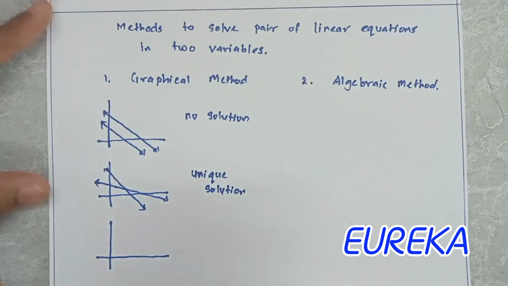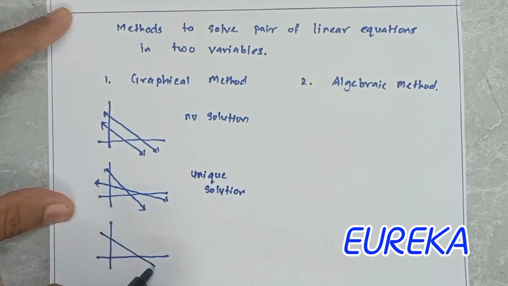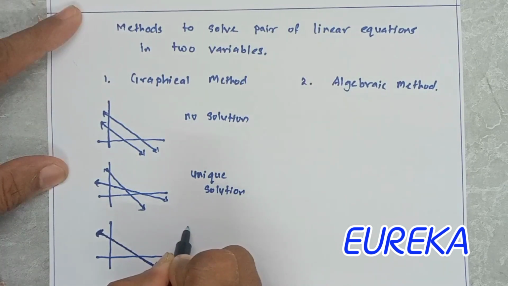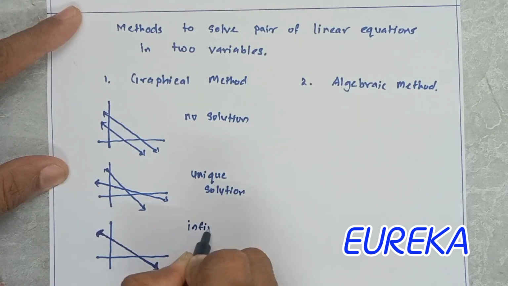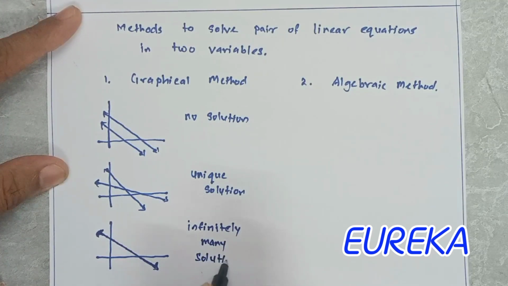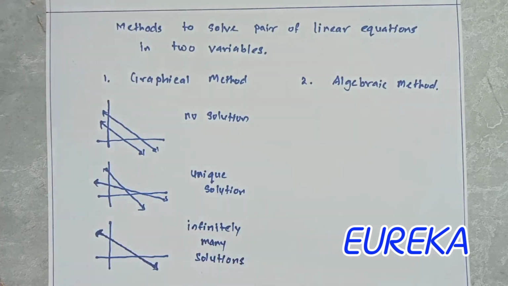And in case the lines are coinciding, I have drawn coinciding lines, then in that case we will say there are infinitely many solutions. So these are the three situations where we can plot a pair of linear equations by the graphical method.